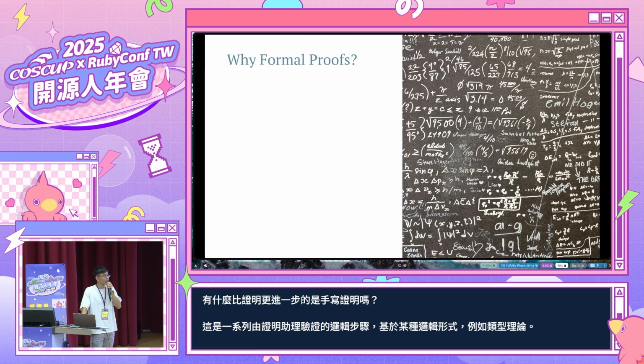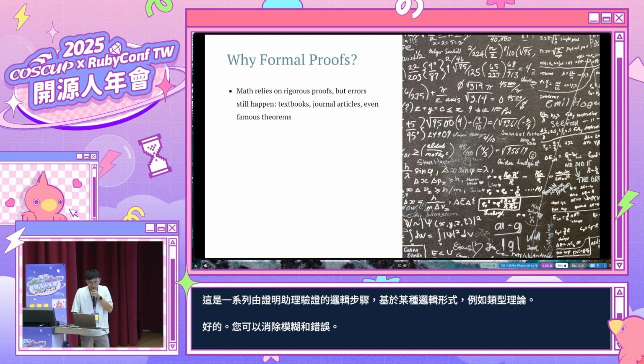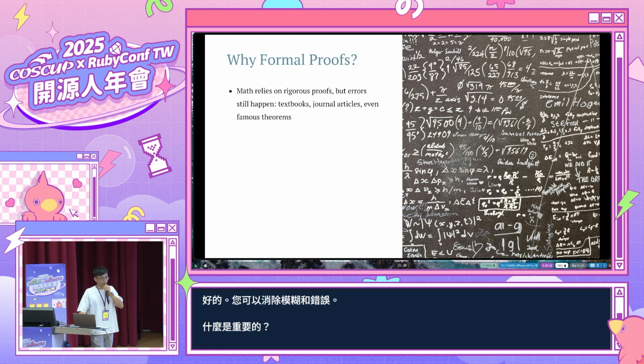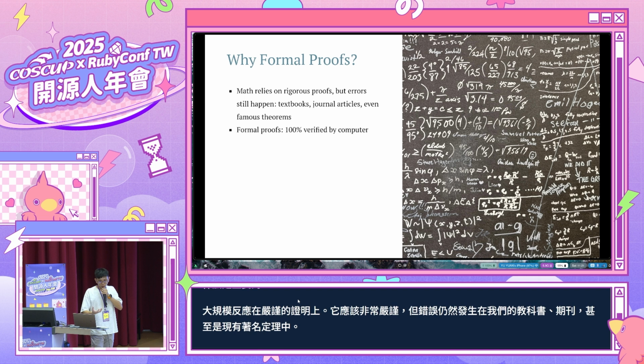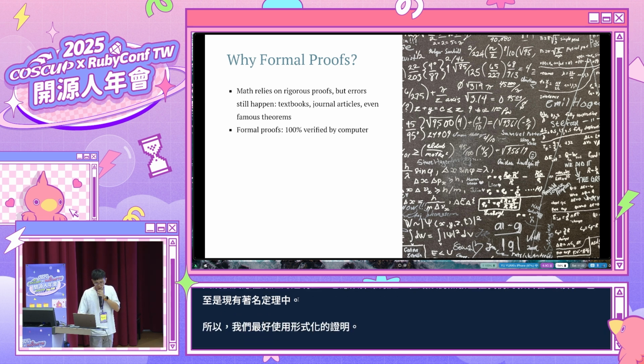But why does it matter? Math relies on rigorous proof. It should be very, very rigorous. But errors still happen in our textbooks, in our journals, and even in existing famous theorems. So we had better use a formal proof to make it 100% verified by computers.